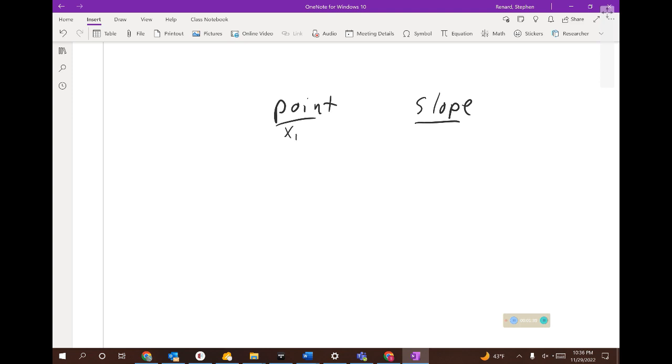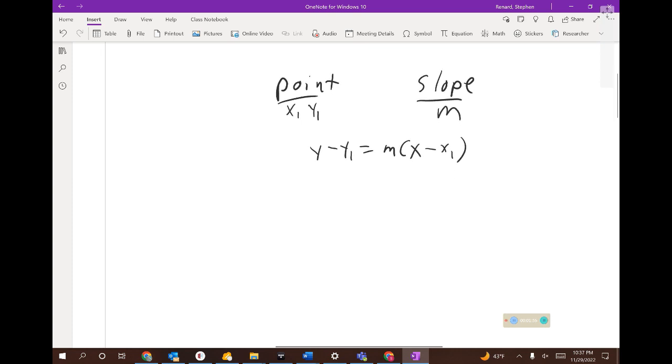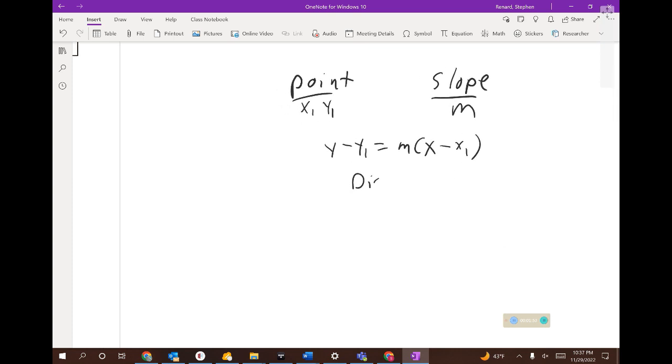What does point slope look like? Well, you have your point over here, x1, y1. You have a slope over here, it's m. And then you do this. And then to go from point slope to slope intercept, you distribute the m and solve for y. Let's show you how it's done.